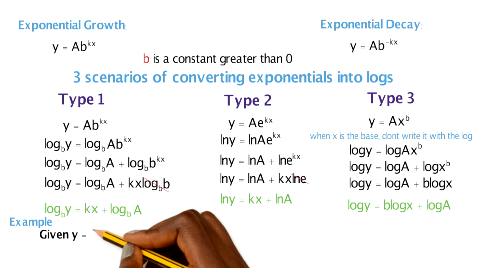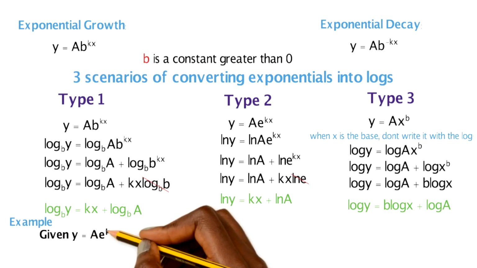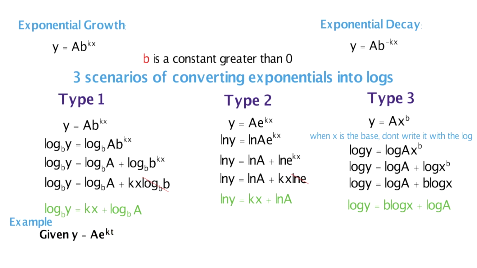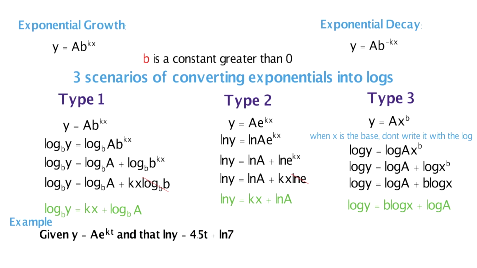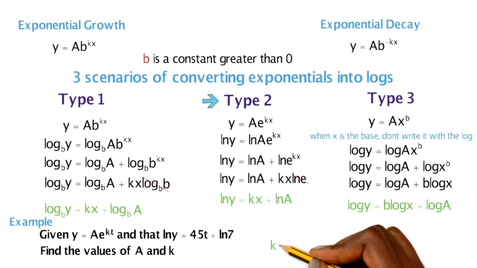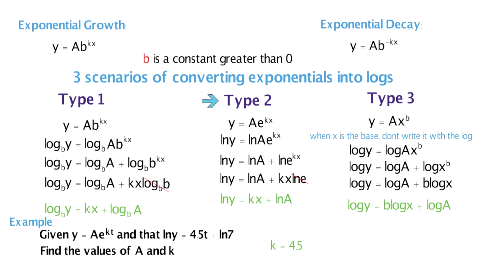So I'm going to give you an example question now. Given that y is equal to a e to the power of kt, and that ln y is equal to 4.5t plus ln 7, it wants us to work out the values of a and k. So we know that k is always the m, the gradient, so k is going to be equal to 4.5, and then a is the y-intercept, which is equal to 7. And that's it.